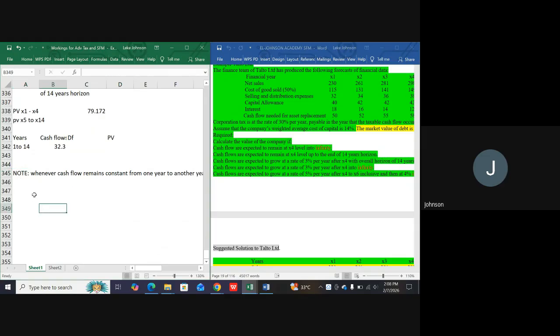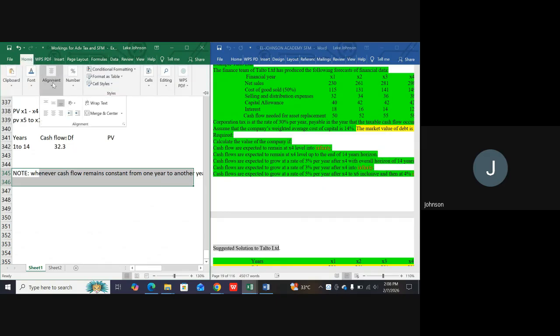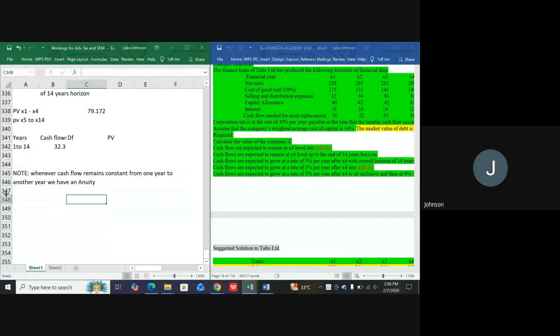So let's wrap this text around. So come over, click on alignment, click on merge and center, click on the top alignment, click on the side alignment, then you now have the text. Yeah, so that's how to wrap the text. Okay, so now we've wrapped this text. So the note says, whenever cash flow remains constant from one year to another year, we have an annuity. So what is the annuity formula?